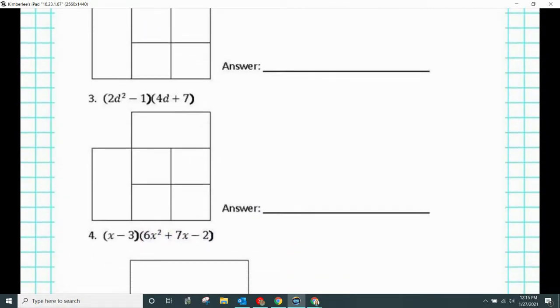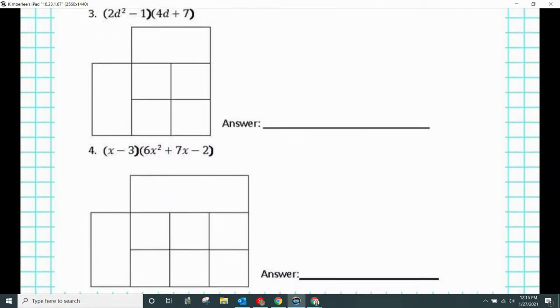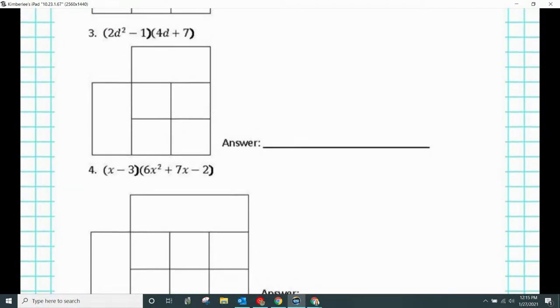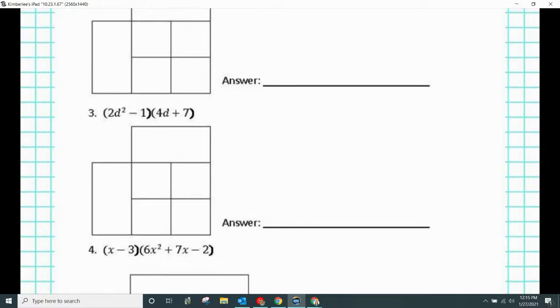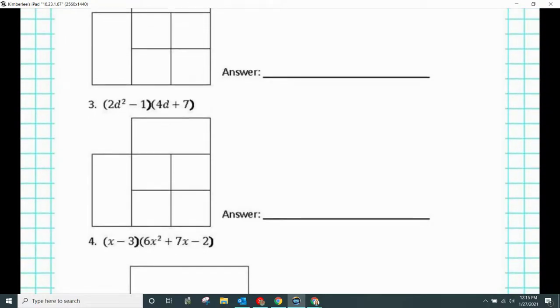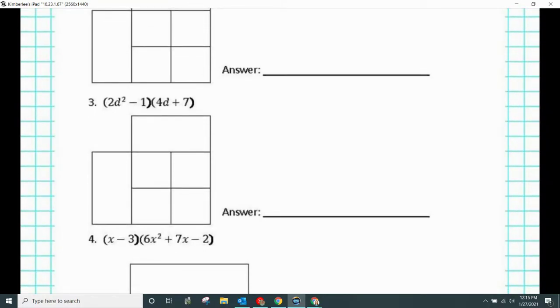3 is a little bit different because it has a different power. So I'm going to write my pieces on the outside of my box. That's what I do first. Okay, so I have 2d and negative 1. So I'm going to put 2d squared, and I have negative 1. And then my other pieces are 4D and 7. So you have to break them apart, because remember, that's what we're doing when we're multiplying. We're multiplying each piece times all the other pieces.